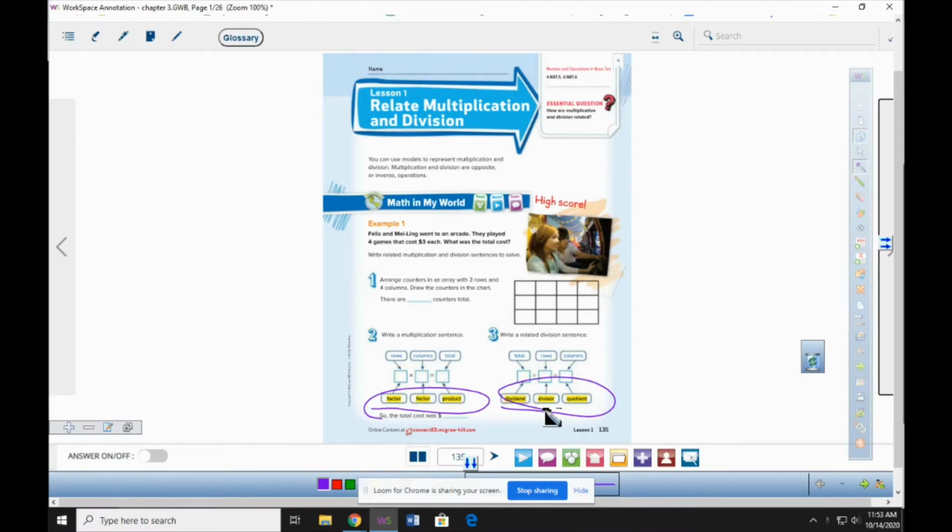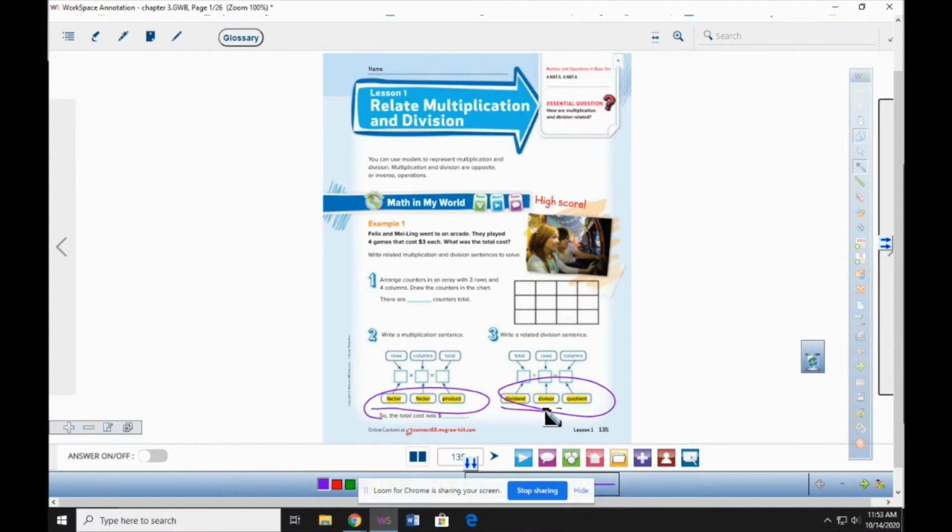On the one, it says factor, factor, product. Factor is what we call a number in a multiplication sentence. The numbers that you are multiplying times each other, those are the factors. We call them a factor because they are a fact that makes up that number. Then product is the answer to a multiplication problem. So in this case, we've got a factor times a factor equals a product. That is all multiplication. The other vocabulary words down at the bottom of the page are dividend, divisor, quotient.